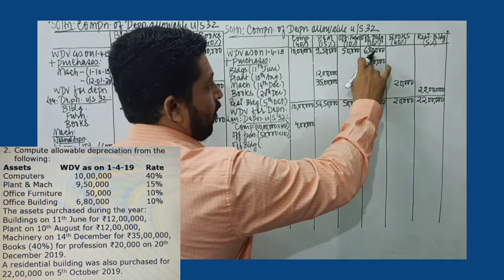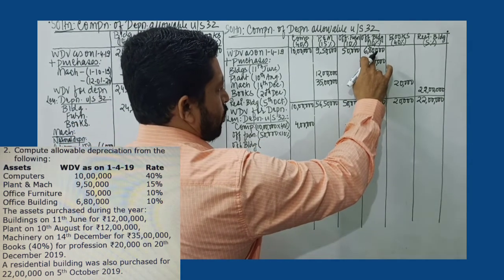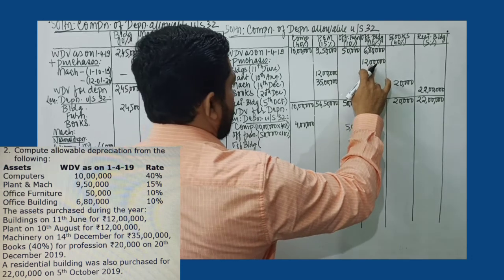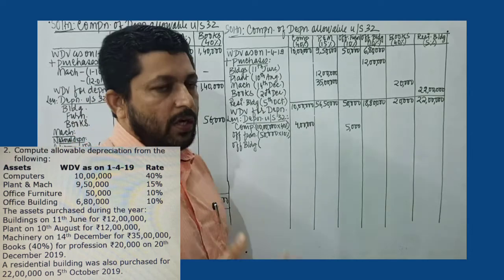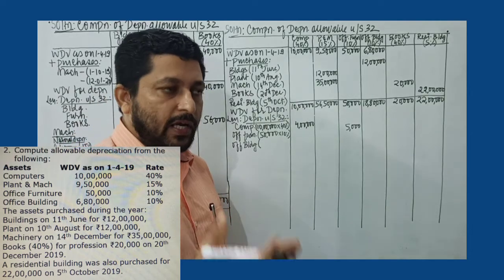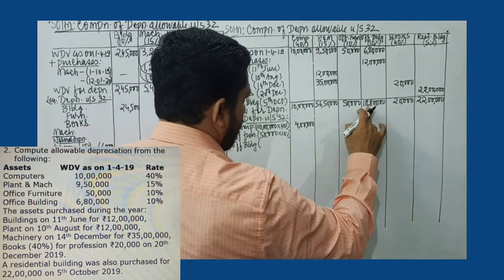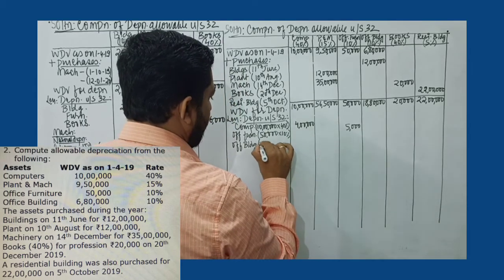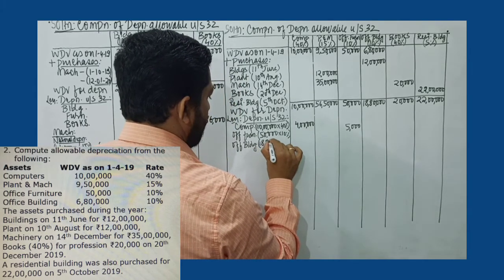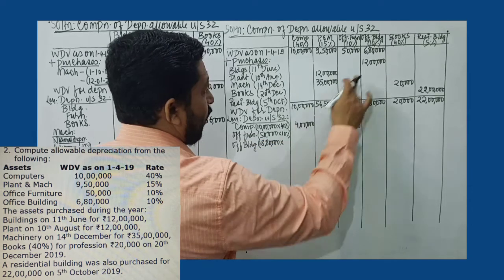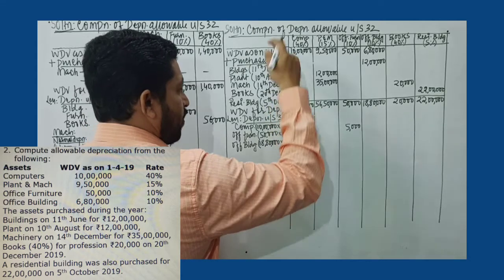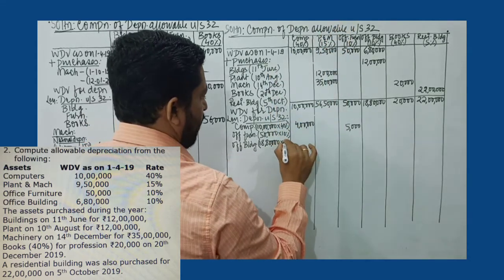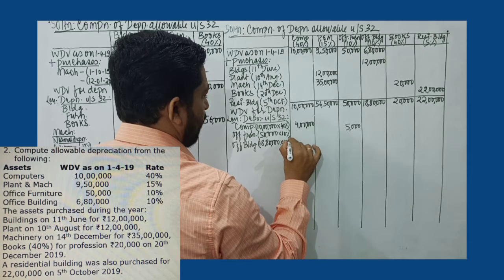Now opening value of office building is 6,80,000. The new office building was purchased for 12 lakh on 11th of June. So from 11th of June to 31st of March, definitely it is more than 180 days. So on this 18,80,000, full year's depreciation will be charged, because even that new office building is purchased and put to use for more than 180 days, 11th of June 19 to 31st of March 20.